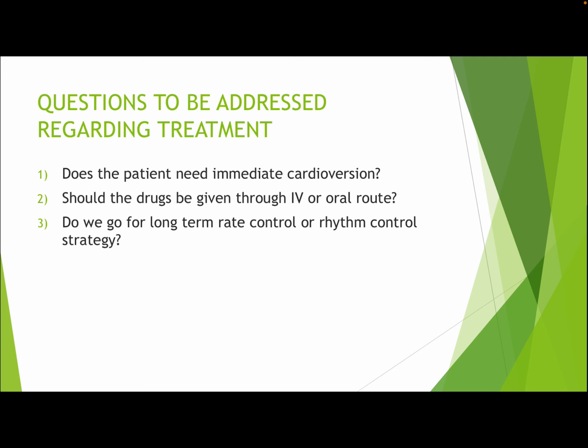Now, a few questions have to be addressed regarding treatment. The first is, does the patient need immediate cardioversion? I will be telling you soon in the next slide about who is to be immediately cardioverted. The second is, should the drugs for AF be given IV or through the oral route? That basically depends on how severe the patient is or if the patient is stable or not. And then after the initial management, do we go for a long-term rate control strategy or do we go for a rhythm control strategy? So these are three important questions to look at.